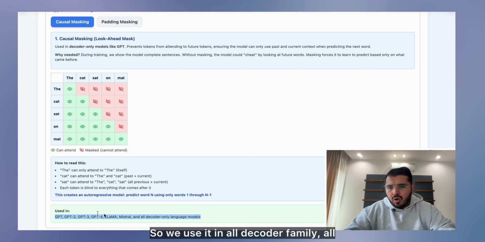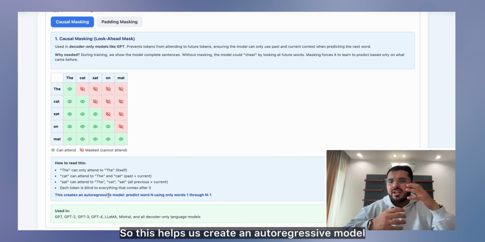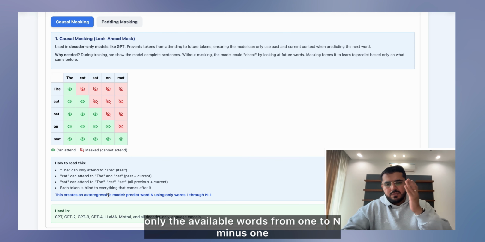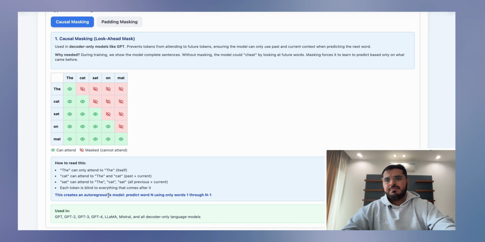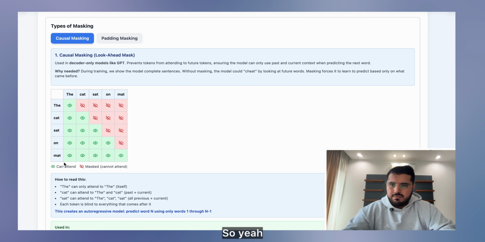We use it in the whole decoder family, the GPT family, the decoder-only transformers. This helps us create an autoregressive model that can predict the next word using only the available words, from 1 to t minus 1. That's it. This is the idea of causal masking, and we do it at the attention level. This is the attention matrix. So yeah, thank you.